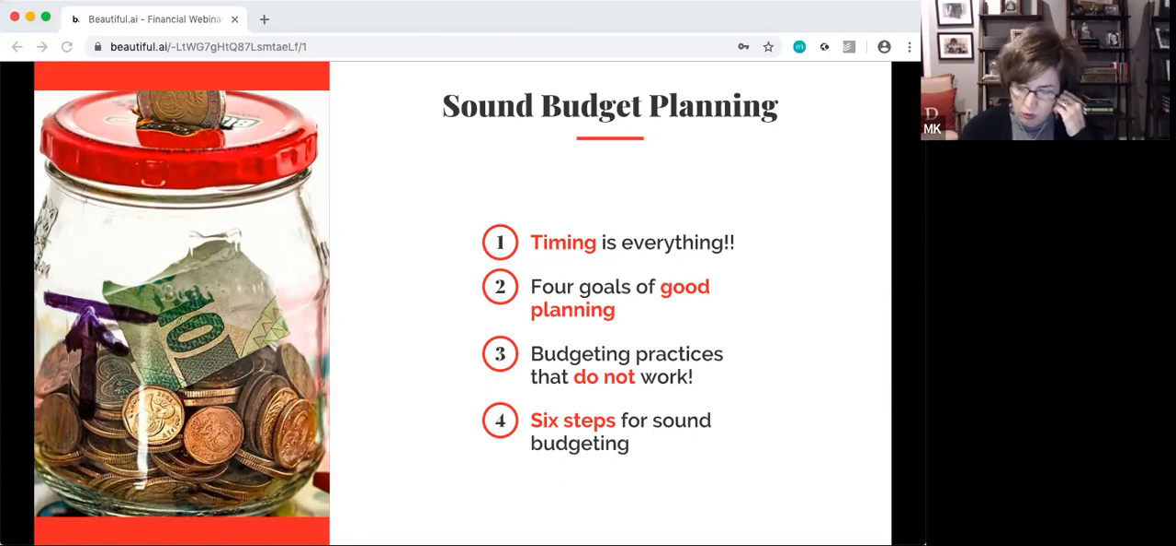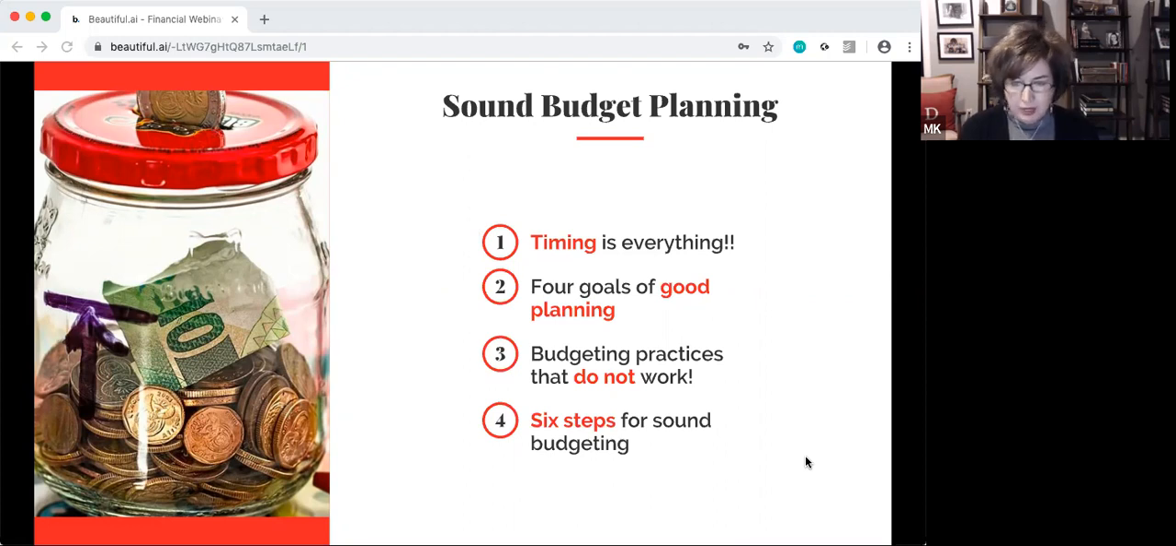First, timing is everything. We're going to be talking about why it's important to set a budgeting calendar, have a calendar that gives you a timeline of what tasks you need to be doing as you begin your budgeting and when you need to be doing those. Also, just talking about the goals of good planning. What does it look like to do good planning? What things do you need to take into consideration? The third is things not to do. What are practices that people do that really do not work, so that you can avoid those. And then finally, we're going to talk about the 6 steps for sound budgeting.